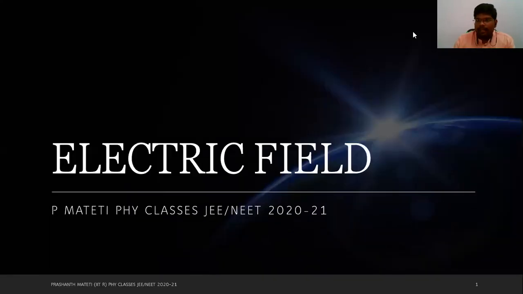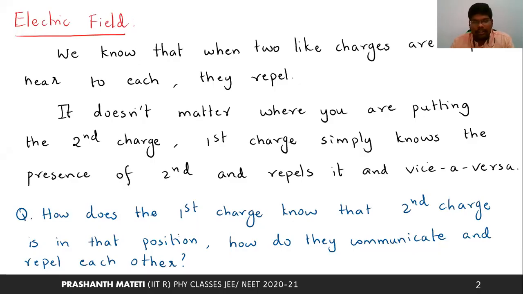So let us begin our topic on electric field. We want to understand how the charges are interacting and what they are doing in their surroundings. So how we try to understand is that when you take two charges again, let us take two like charges, and when they are in a region, what do we know? They repel each other. So it doesn't matter where you are putting the second charge.